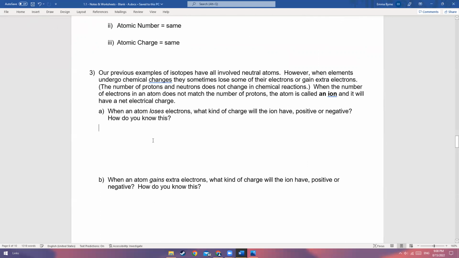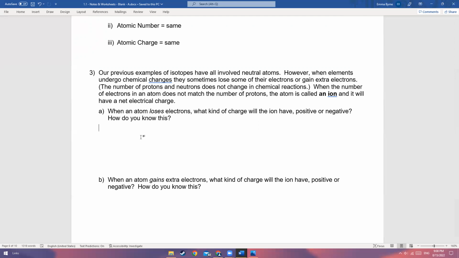So now moving on to the next set of questions. So the previous examples of isotopes all involve neutral atoms. So we're talking about atoms that do not have a charge. They have a charge of 0.